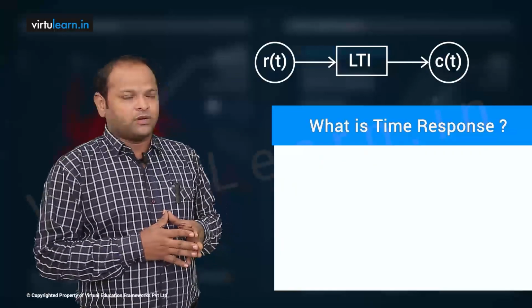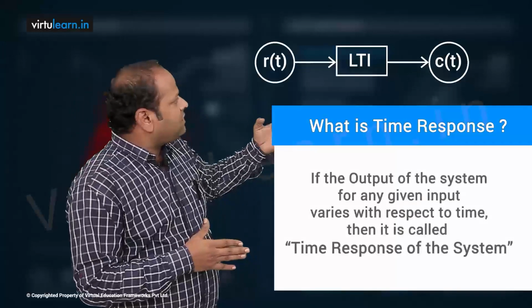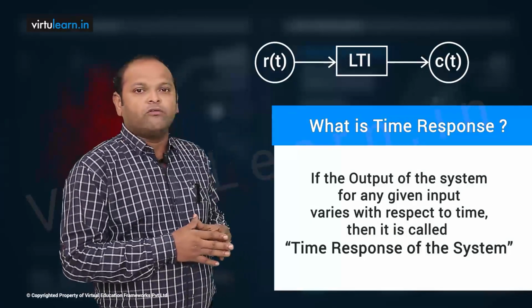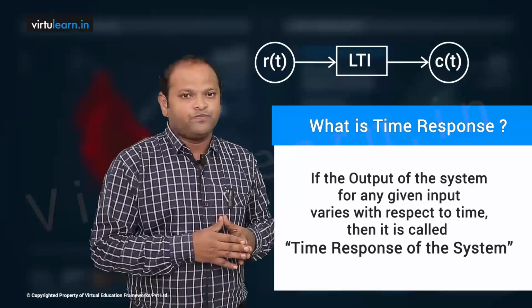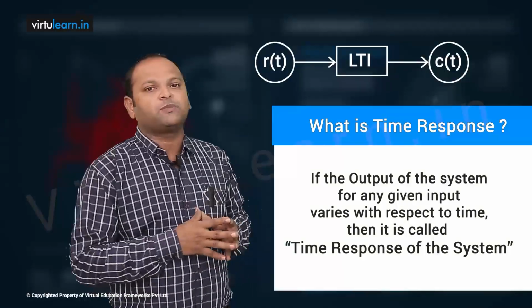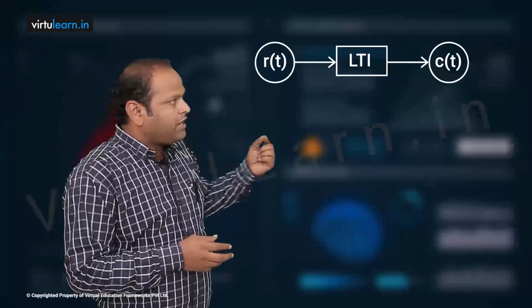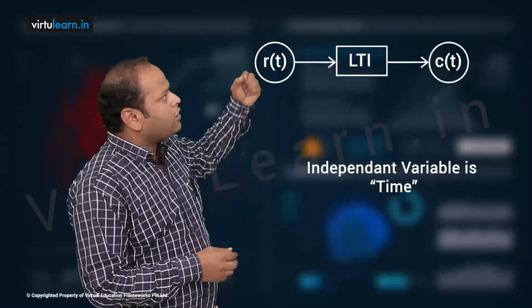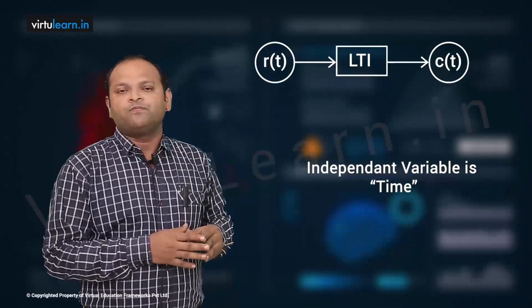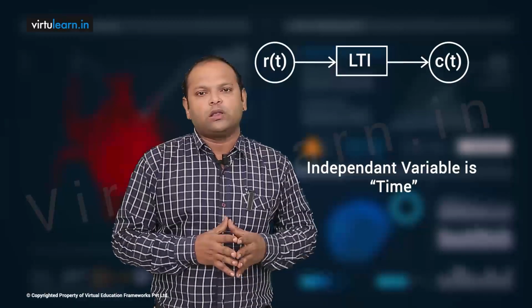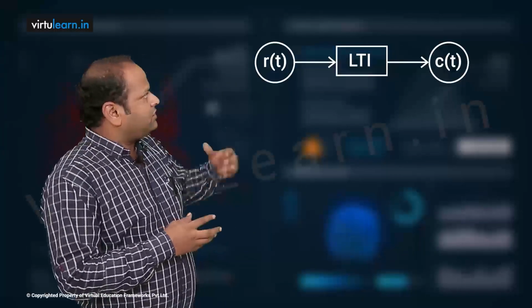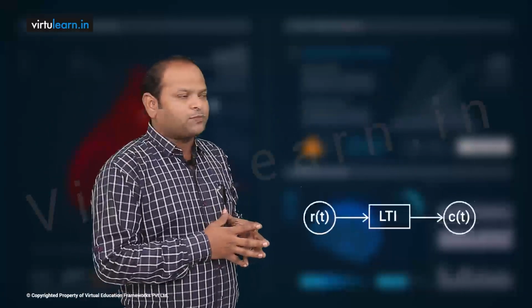What is the time response? Time response is nothing but, if the output of the system for any given input varies with respect to time, then it is called the time response of the system. The independent variable is the time. So with respect to time, I am going to plot the output of the system for any given particular input.